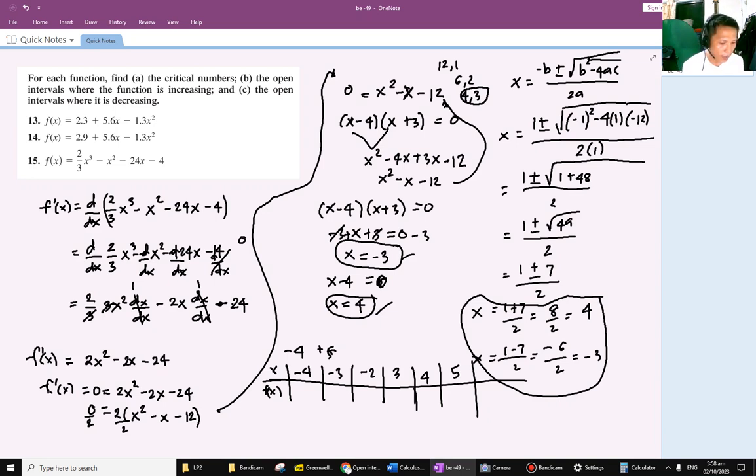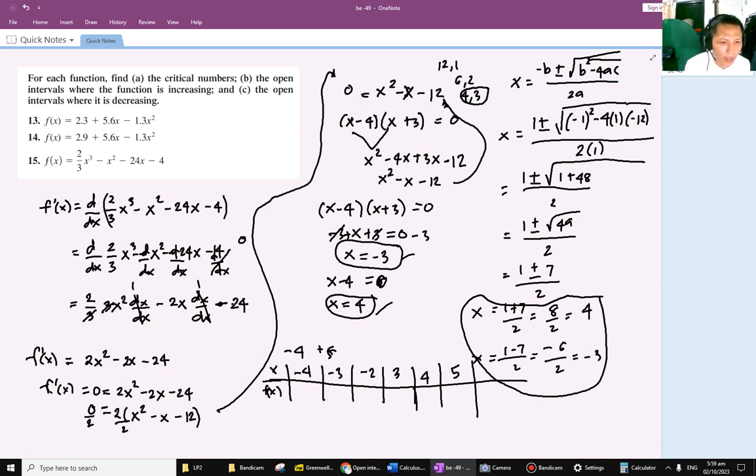So I'll just copy it for my table: 2/3, and then alpha x cubed, then minus alpha x squared, and then minus 24 alpha x, and then minus 4. It will ask me where I would start. I will start from negative 4 down to positive 5, and my increment would be 1. Okay, that's already enough. So the calculator will now give me the table of values.